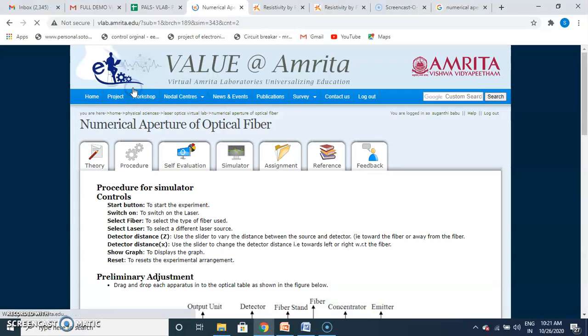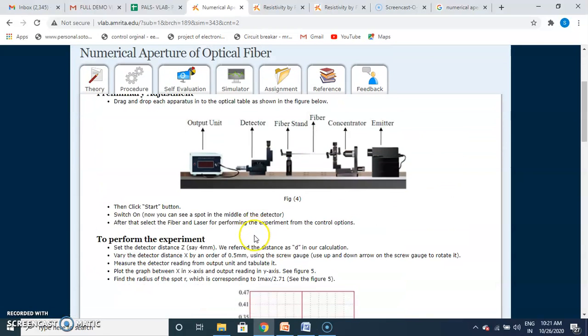And this is the procedure. Here you are seeing the equipment. This one is the output unit. This unit will detect the radius of the spot, and this one is the detector. Fiber is connected between the concentrator and the fiber stand. The concentrator focuses the laser beam into the optical fiber. The light from the optical fiber is detected by the detector, and the radius of the spot is detected by the output unit.